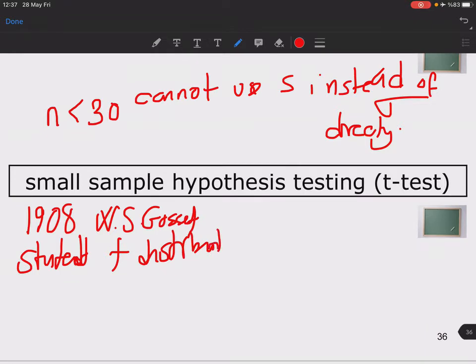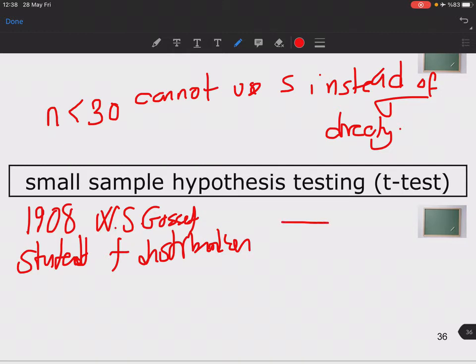It means that we're not going to use our Z or standard normal distribution table here. We will rely on the student's t-distribution table. It's a bit wider than normal. Its mean is still 0, but with more variance. That's the difference.